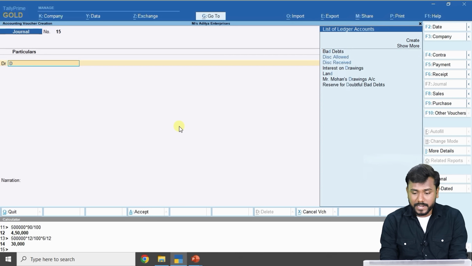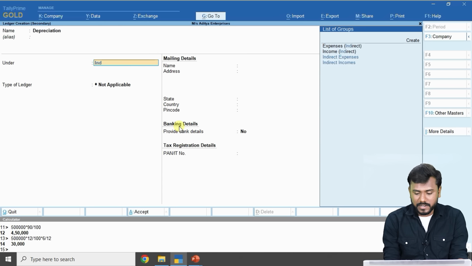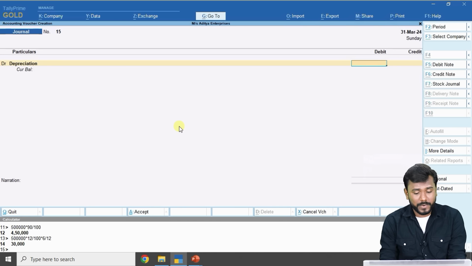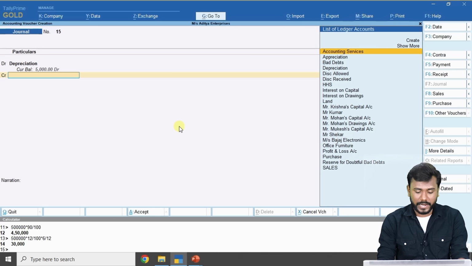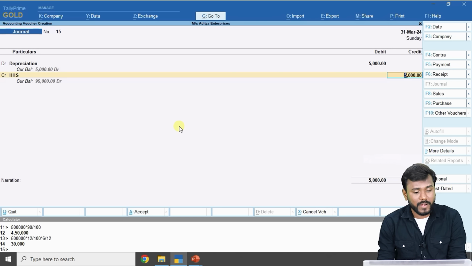So go for depreciation again. It is not created. Go to create depreciation. That comes under indirect expenses. How much amount? Only 5%. Only 5,000 on 1 lakh. And which value is going out? The Hero Honda asset value was reduced by 5,000. That is in the name of depreciation.